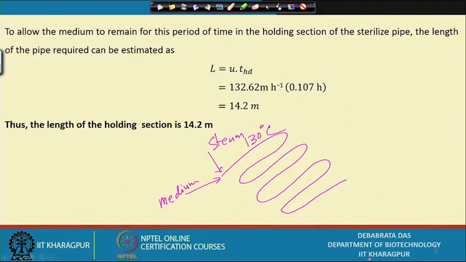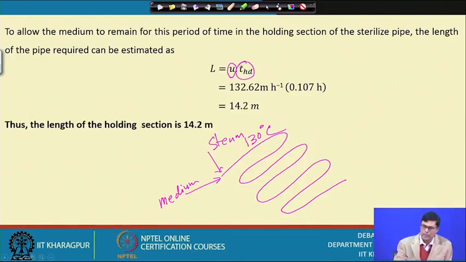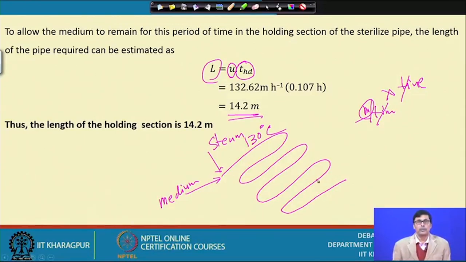Now, the question comes: what should be the length of this holding section? How can we find it out? We know the velocity u and the time required in this holding section. Velocity has the unit of meter per unit time, and if you multiply it by time, the time will cancel, and we will get the length of the holding section. So, we will get about 14.2 meters. So, very easily we can find out the length of the holding section of a particular sterilizer.